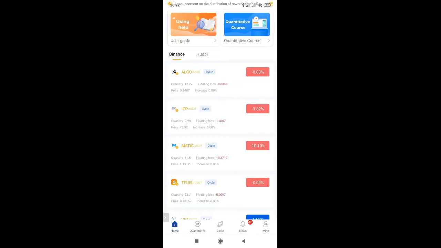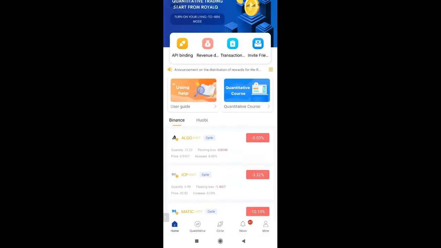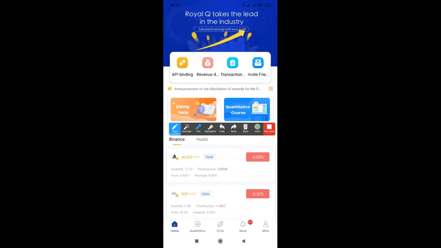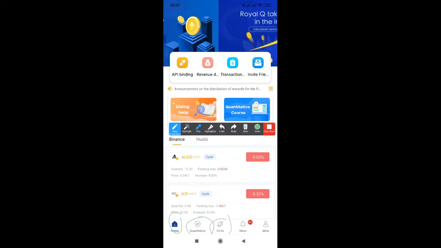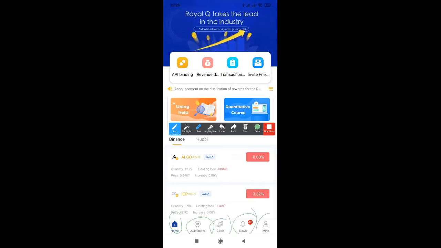And the beautiful thing about this is that you don't lose money, because all this, you see this red. In spot trading, you always see red. As the market goes up, you turn green. So you don't need to stress yourself. All what you need to do is set your traps right, so that you'll be able to make good profits. So let me just show you some basic things. This is home. This is quantitative. Quantitative is where you see all your coin. Circle is where you join copy traders. This is news notification. This is mine.